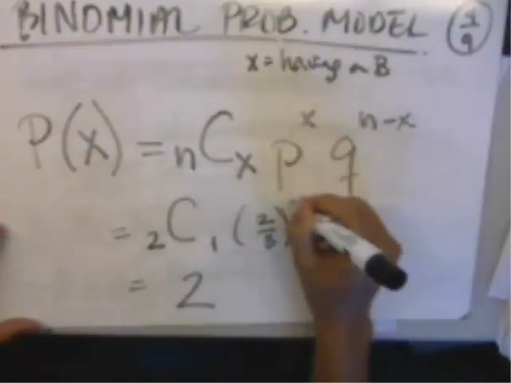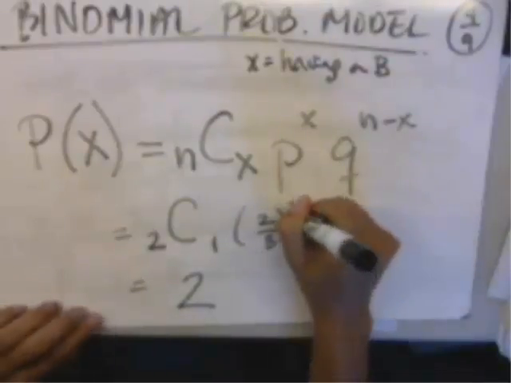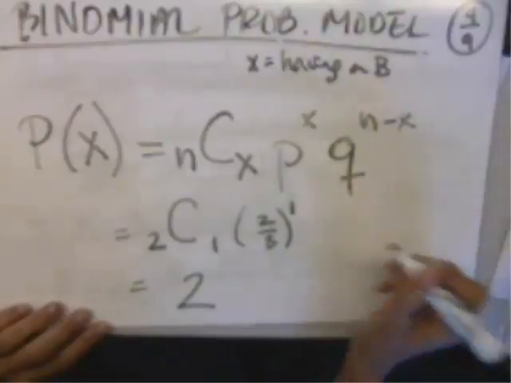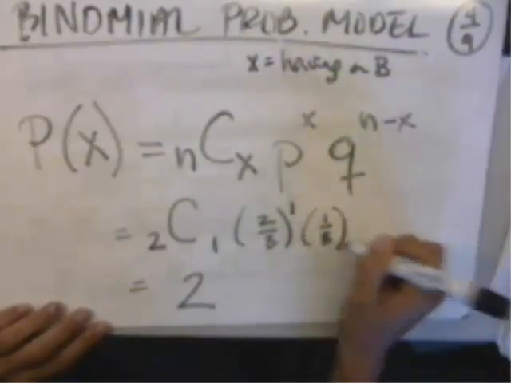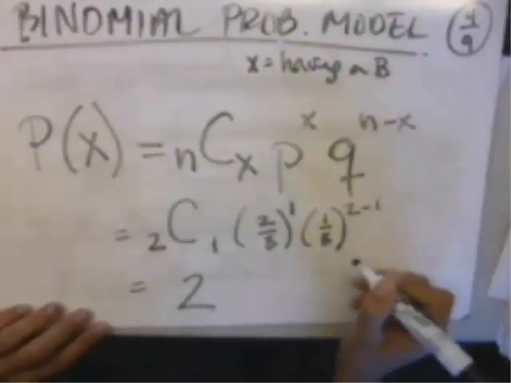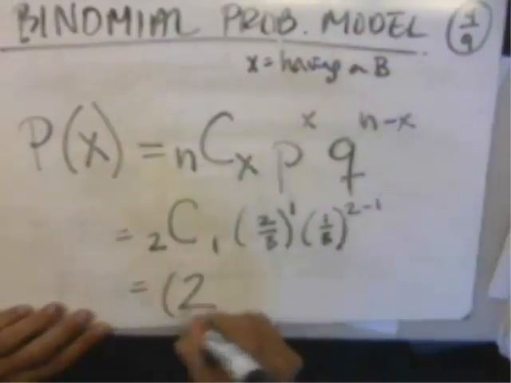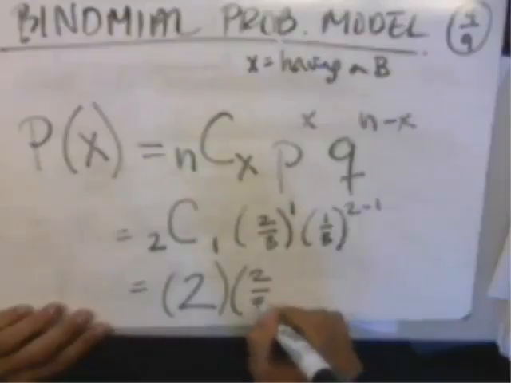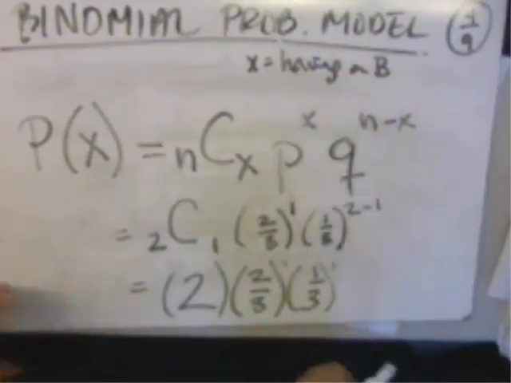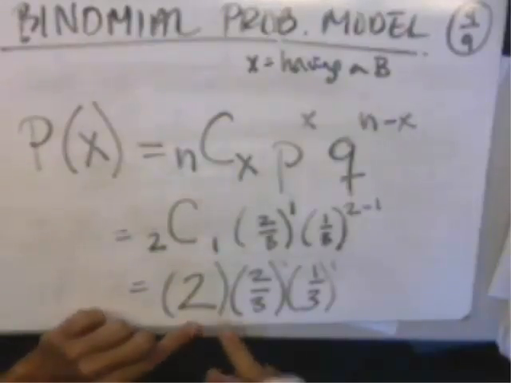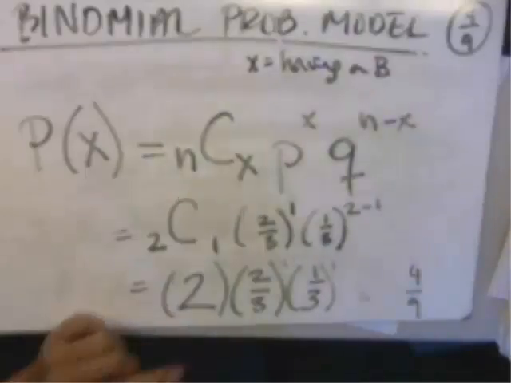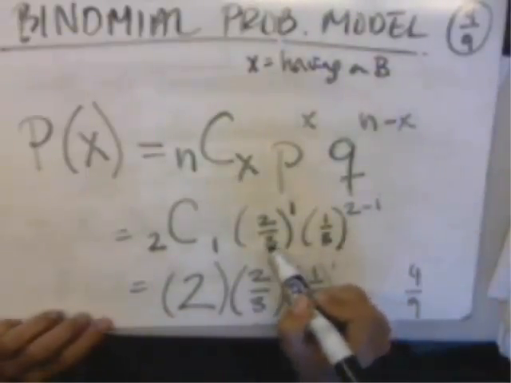That was 2/3 to the number of times that you have, in other words, a success, in this case having a boy, which is 1. Probability of not having a boy, that's 1/3. N, number of trials, 2 kids, minus x, so 2 minus 1. So this is 2 times 2/3 times 1/3, both to the first power, right? All right, so this is 2 times 2/9, or 4/9.